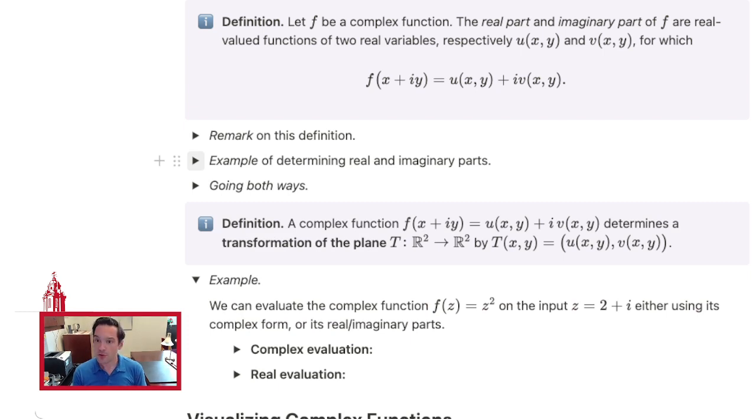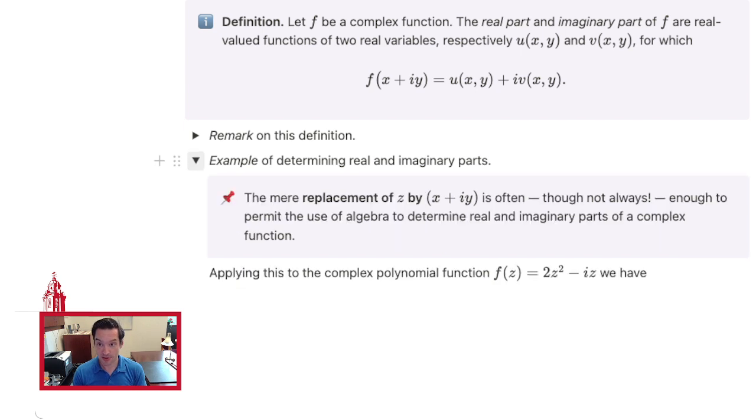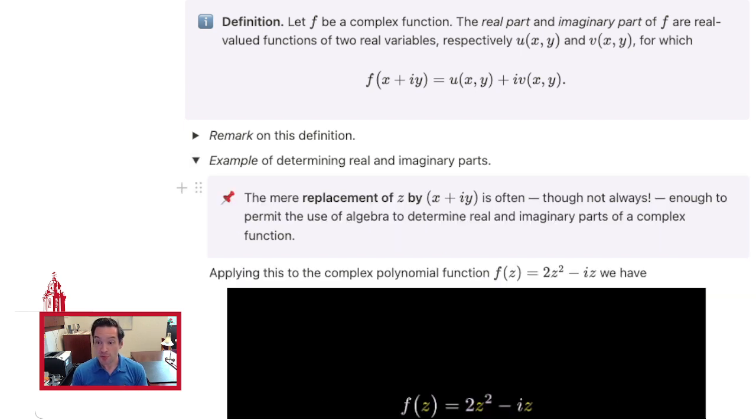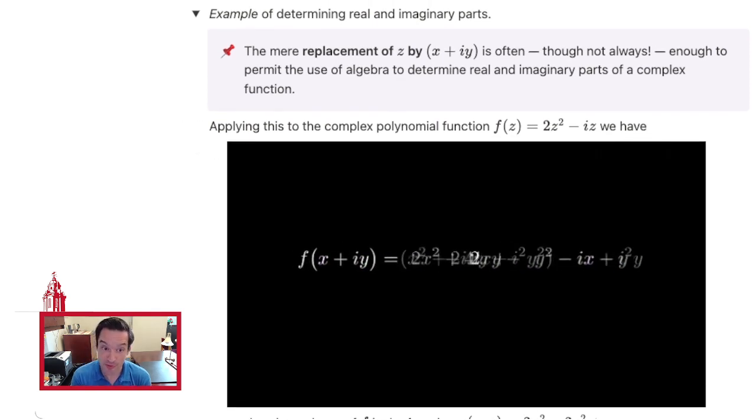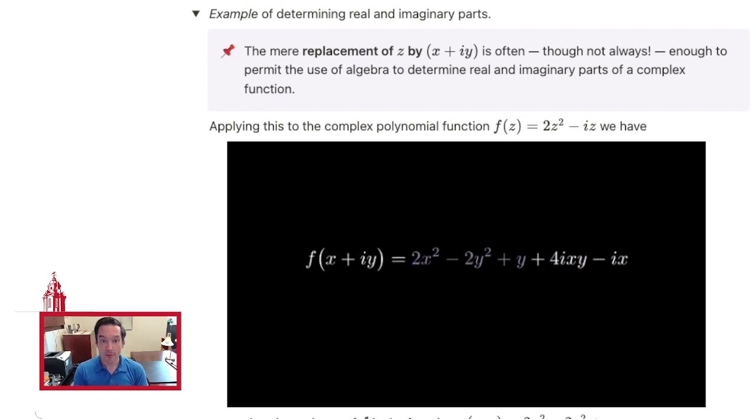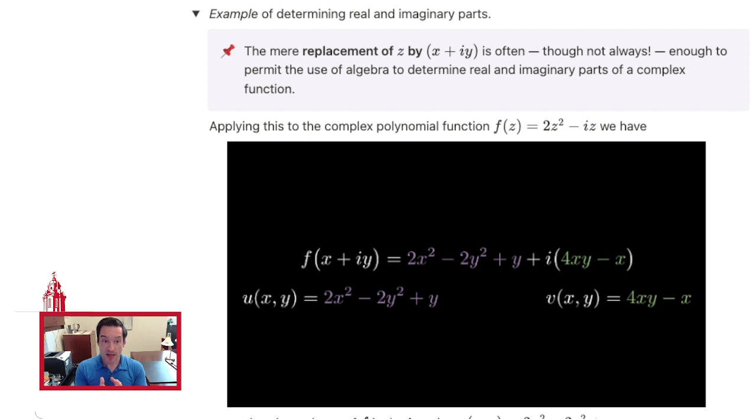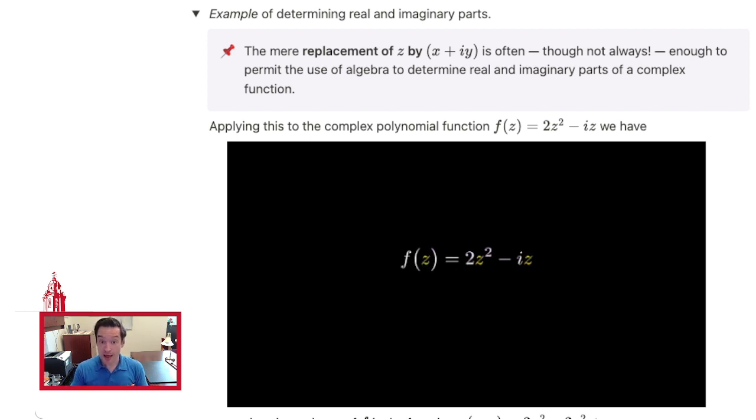So what does this correspondence look like? If you give me a complex function, how can I determine the real and the imaginary parts of that complex function? So here's an example. Usually just replacing z by x plus iy is enough to be able to determine the real and imaginary parts. So this animation to my left, it's your right, shows how we might do this with the complex function f of z is 2z squared minus iz. So if I just replace z by x plus iy, usually I can just do the algebra that would be necessary to segregate the real parts and the imaginary parts.